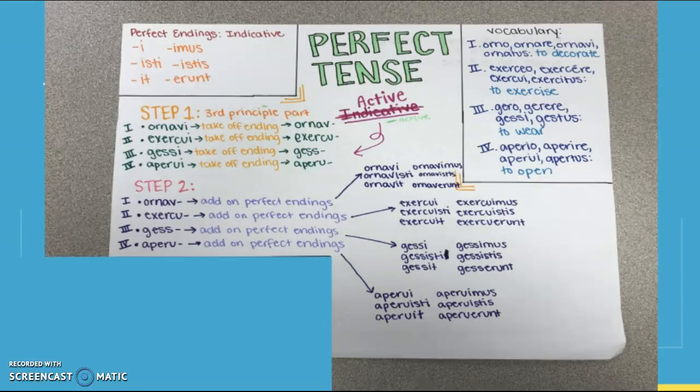You would translate these in the following way. For orno, ornare, we would have ornawi, I decorated, ornawisti, you decorated, ornawit, he decorated, ornawimus, we decorated, ornawistis, you all decorated, and ornawerunt, they decorated.